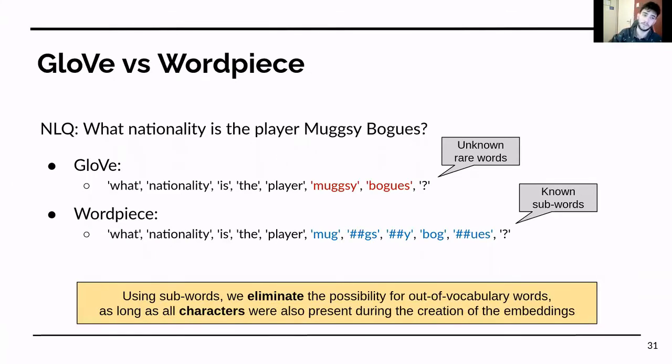And here we can see a comparison of these two representations. And as you can see, GloVe will fail to assign any vector to the words Mugsy and Bogues. And this is expected because it's a very rare name and we cannot expect GloVe to have it in its vocabulary. So it will be forced to assign maybe a zero vector or some other vector that we have decided to assign to all unknown words. However, WordPiece will be able to split these two unknown words into smaller known subwords, so there will not be any unknown vector that essentially will be garbage for our model.